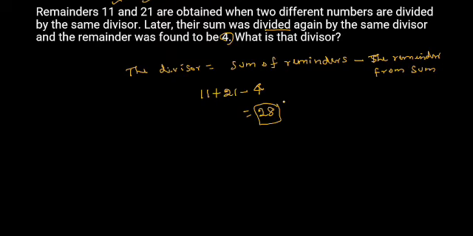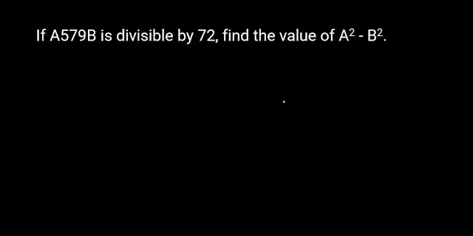We'll go for the next one. Now we have a number in the format A579B. So this A and B have to be replaced and this number should be divisible by 72. Now find the value of A squared minus B squared. Now understand that you want to divide by 72. 72 has two factors, one is 8 and the other is 9. So 8 nines are 72.